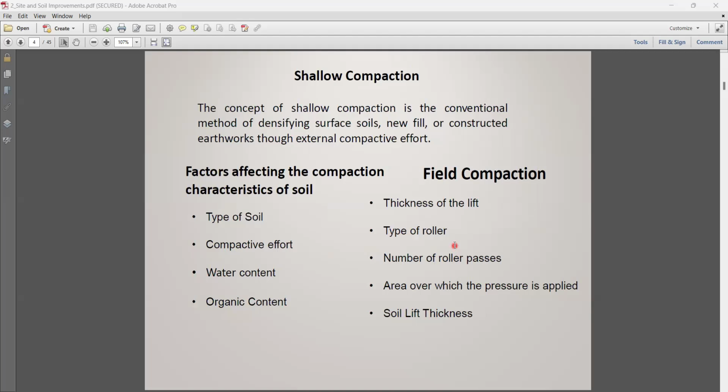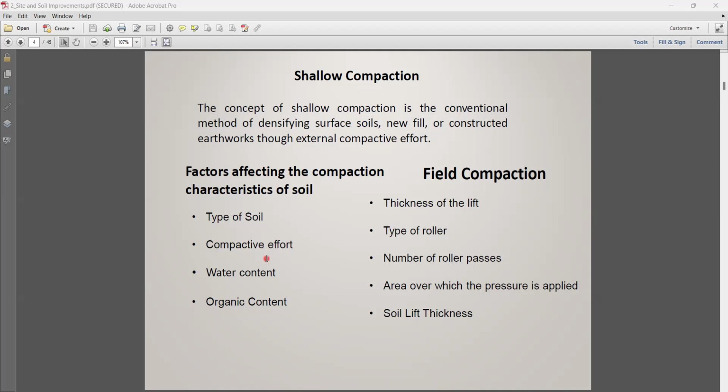The other method is shallow compaction. Shallow compaction is something that you see every day, like in road construction. If you see rollers, compactors, etc., those are called shallow compaction. To conduct shallow compaction, various factors matter: the type of soil, whether simply sand or clay, and the compactive effort, meaning how much energy we have to put in.